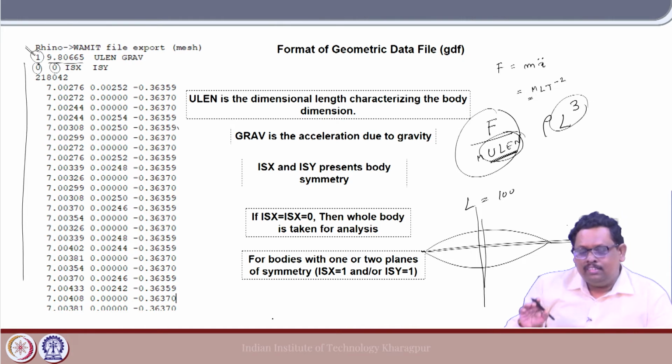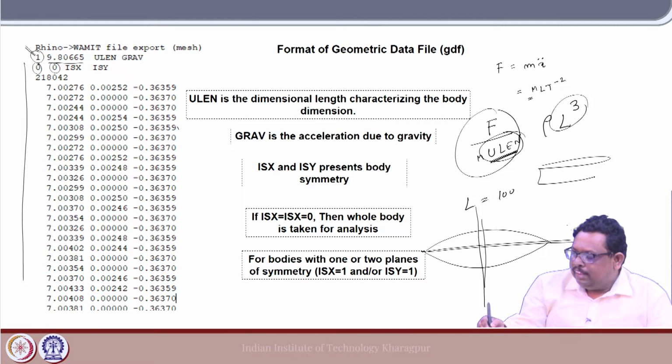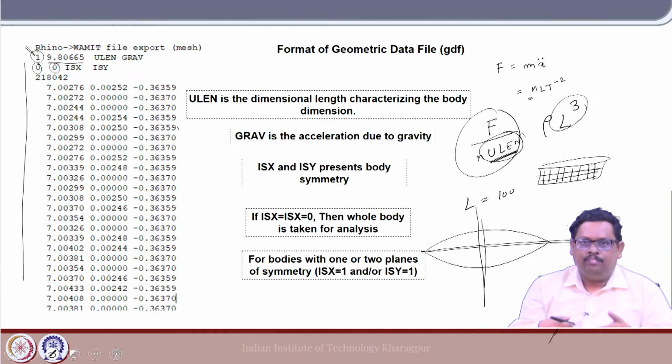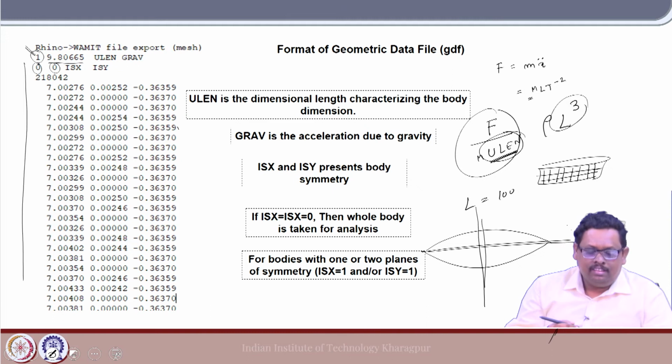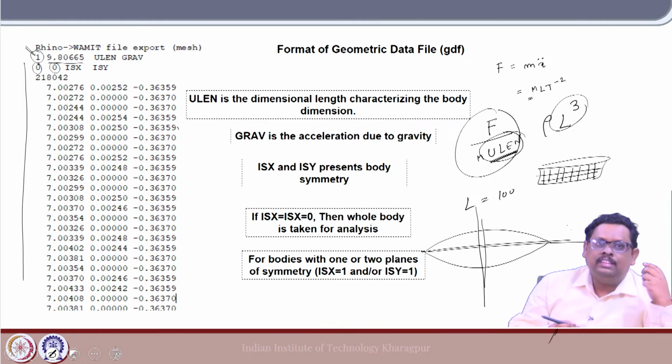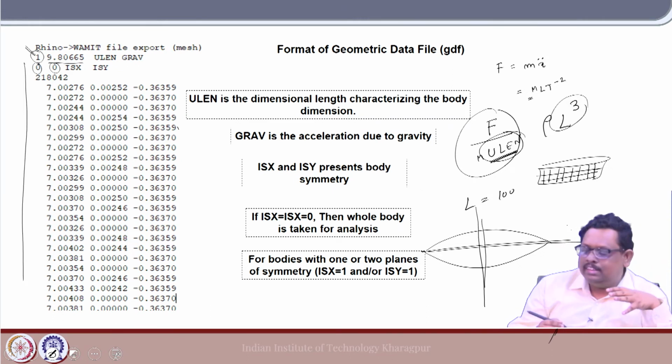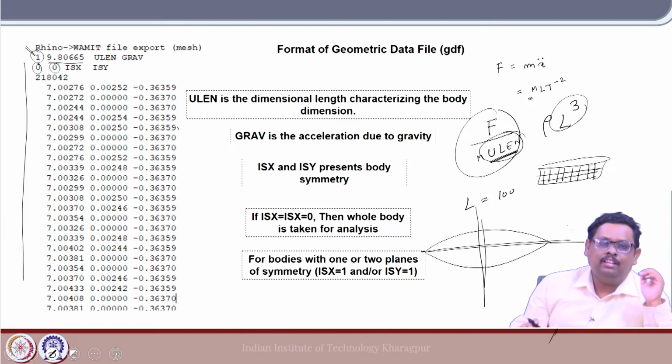When I put 0, it means that I am not using any symmetricity property of the input file. So, in that case, if you put 0 0, then you need to mesh the whole ship; you cannot mesh half the ship, because we are not using the symmetricity. So, 0 means we are not using any symmetricity, and we need to give the mesh of the whole body.